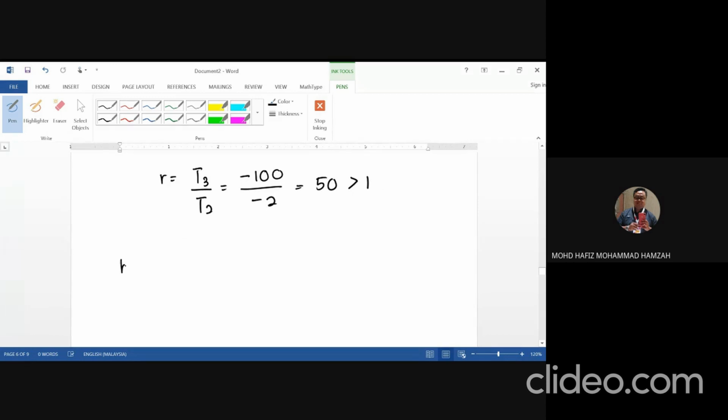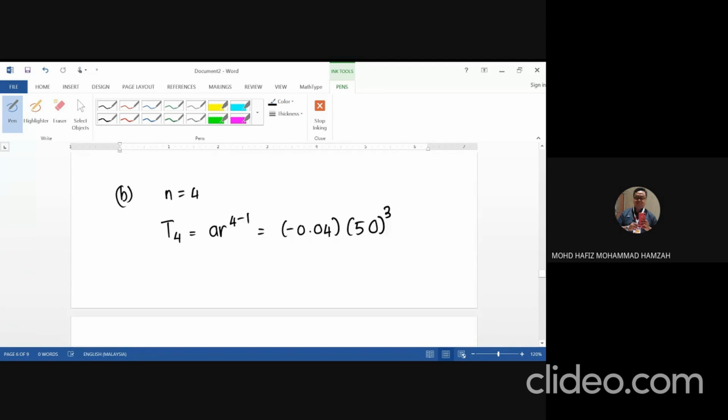Okay. Lepas tu yang B, find the fourth term. So N equal to 4 lah. So T4 equal to AR 4 minus 1. So negative 0.04, then 50 kuasa 3. So ni pun tekan calculator je lah terus. Balik akan negatif kan. 50 kuasa 3 darab. So buatkan je negatif 5,000.